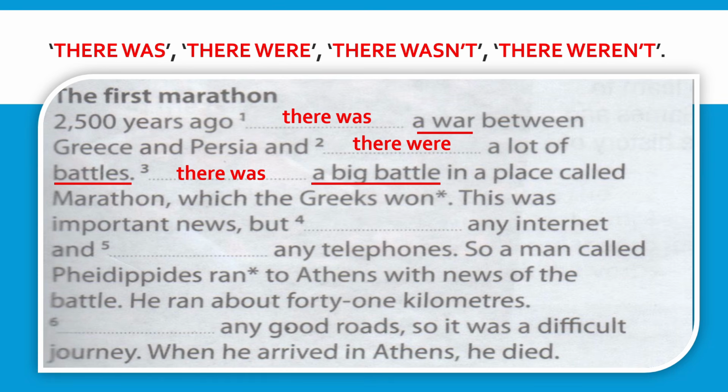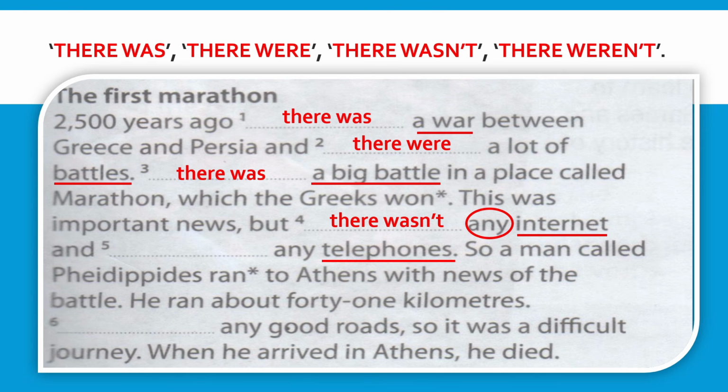This was important news. But any internet. The object is internet. And how many internet is that? Do you see any s at the back? There is no s at the back. Therefore, we can assume that it's in singular form. But since any is used before the word internet, we can deduce that the answer is there wasn't. And any telephones. Now look at the fifth sentence. Telephones is in plural form because there is an s at the back of the object.